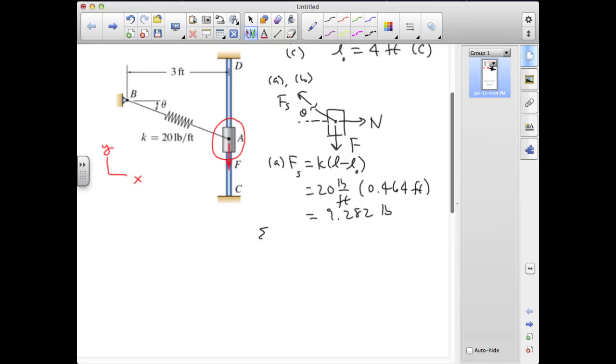In the vertical direction, we simply have spring force sine theta minus F is equal to 0. So the vertical force required is 9.282 sine of 30 pounds. And since sine 30 is just a half, this is 4.641 pounds.